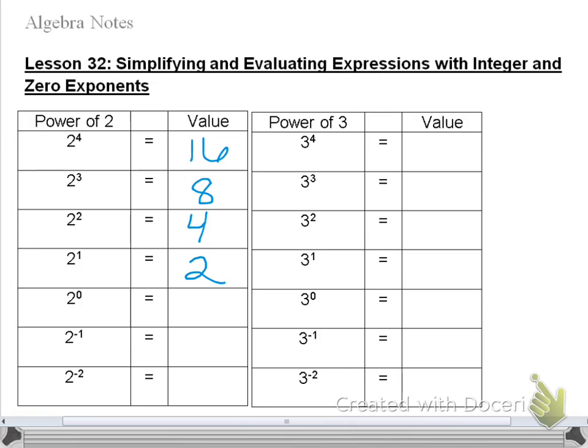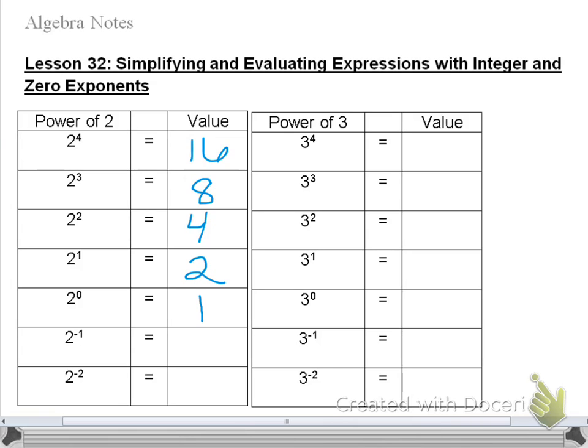2 to the 0 power, you'll find out, well, you already probably know, but also in your notes below this is the zero exponent property, which is that for every non-zero number that is raised to the 0 power, it equals 1.